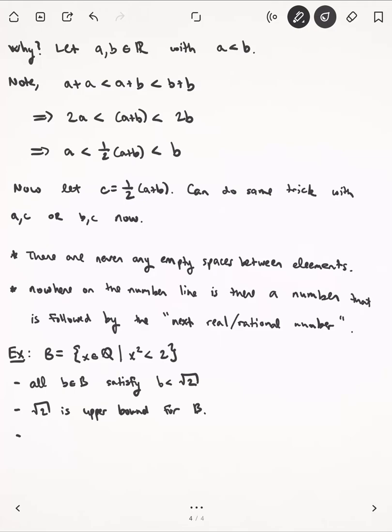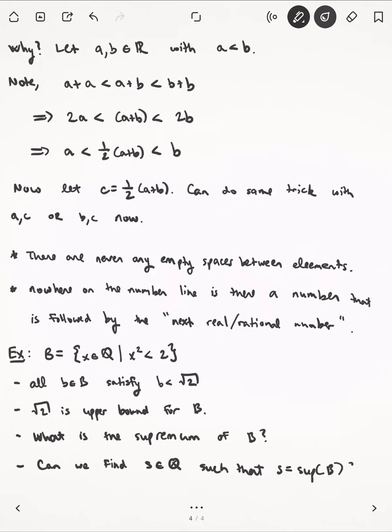And we want to find the supremum. That is, we want to find the smallest number that's an upper bound for all the elements in the set B. But in particular, we ask the question, can we find S in the rational numbers such that S equals the supremum of B? So can you find a rational number that is the supremum for this set?